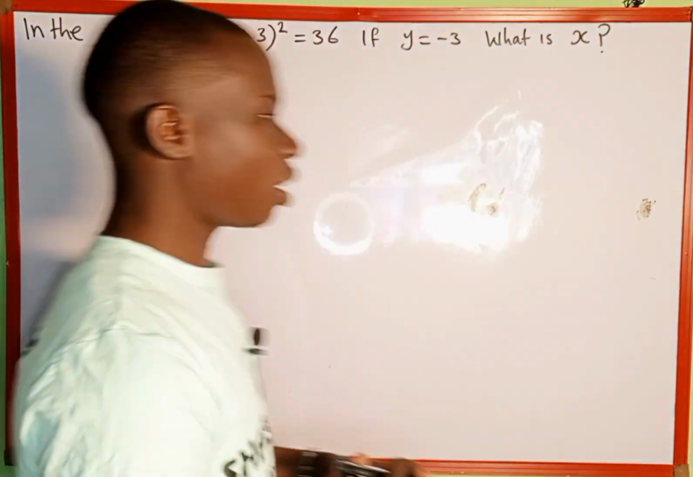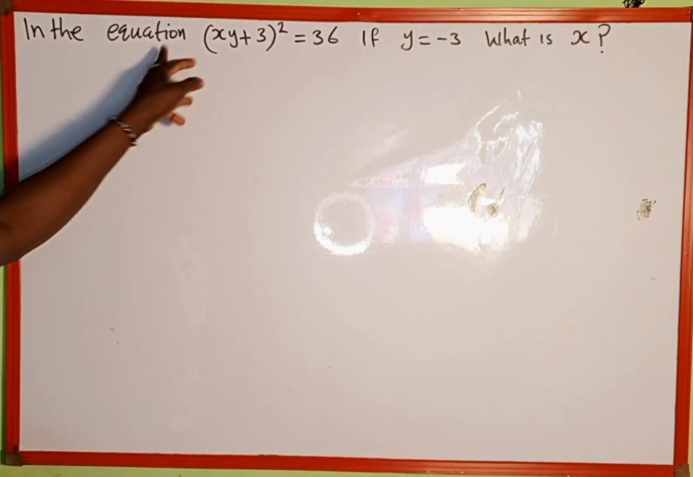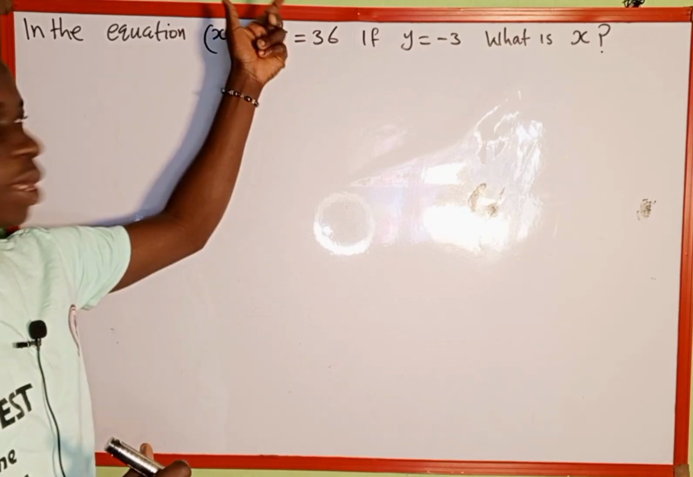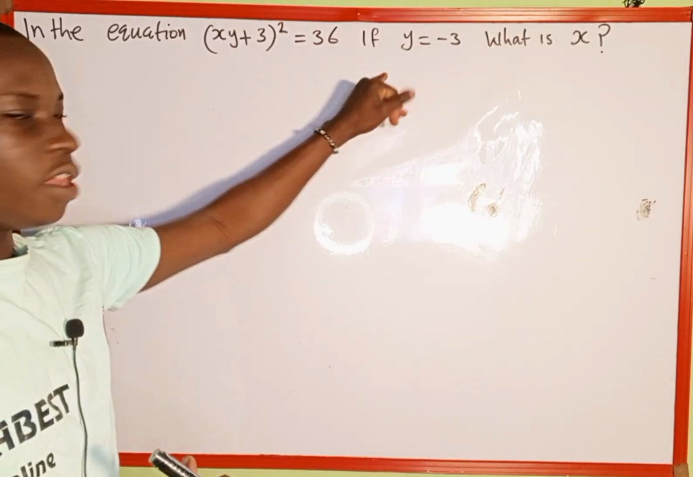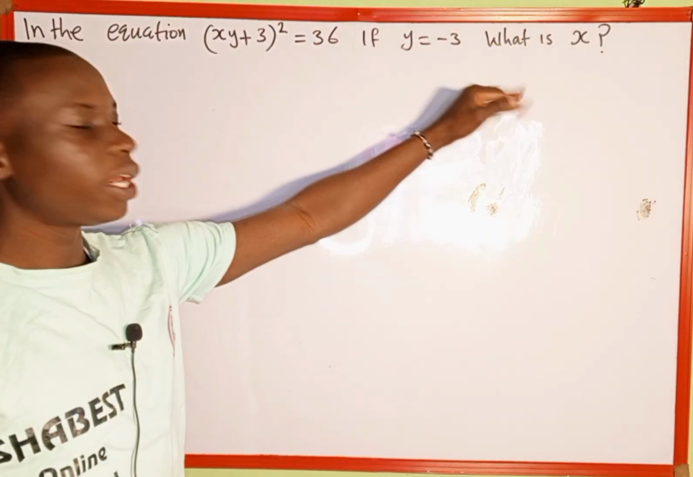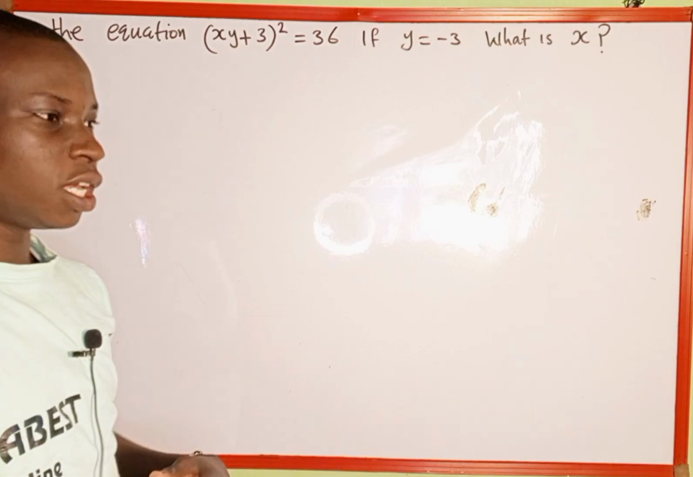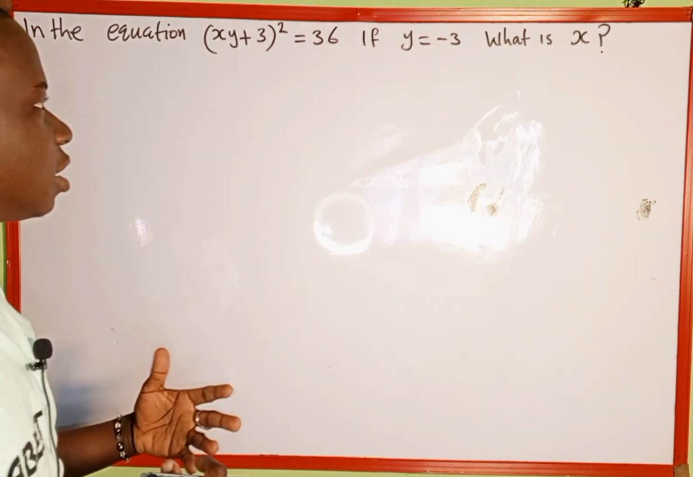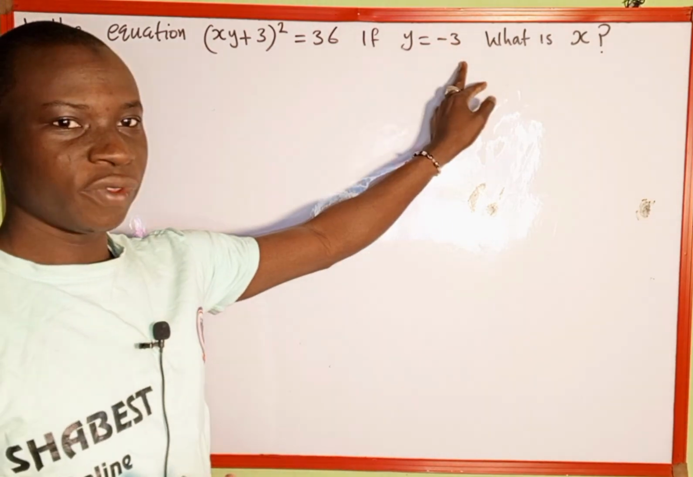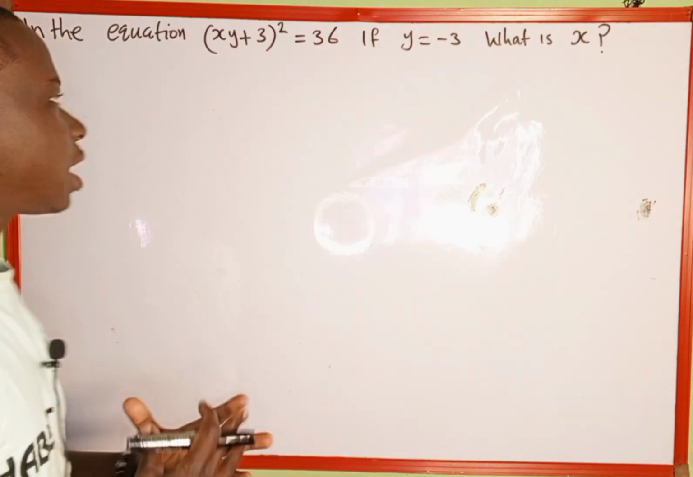In today's tutorial, we're given this question. In the equation (xy + 3)² = 36, if y is equal to negative 3, then what is the value of x? If you look at this question, it's clearly stated that y is equal to negative 3. The first thing we're going to do is direct substitution.